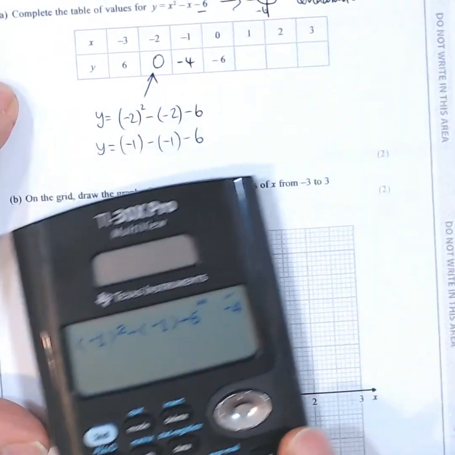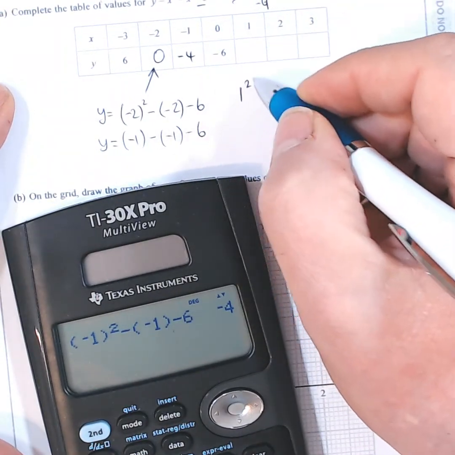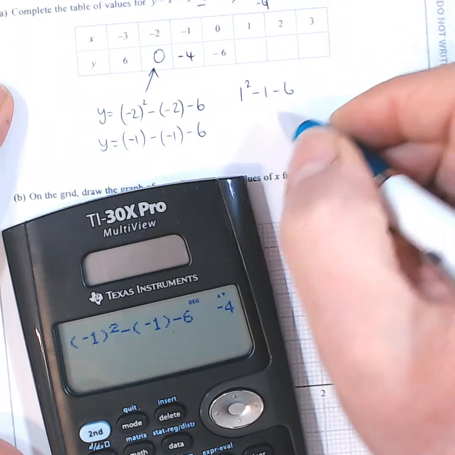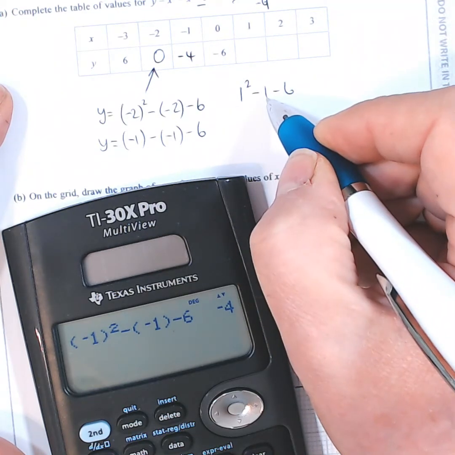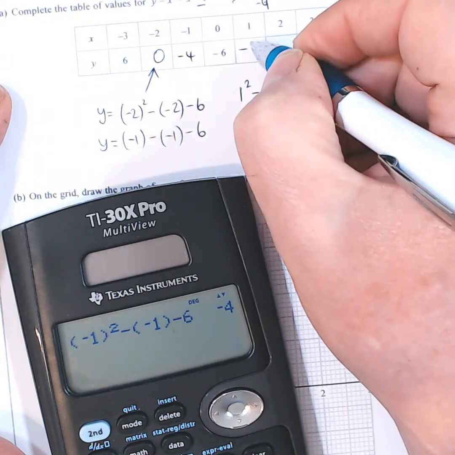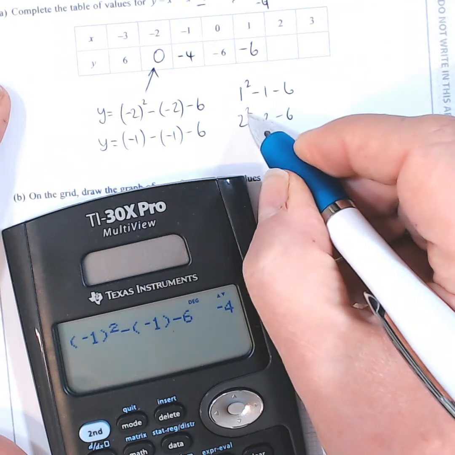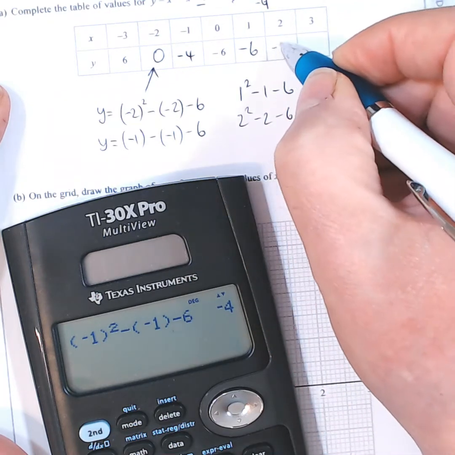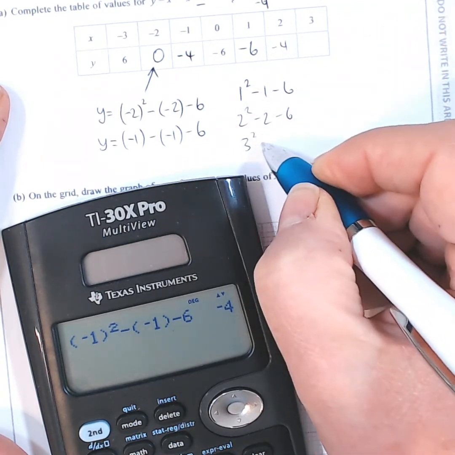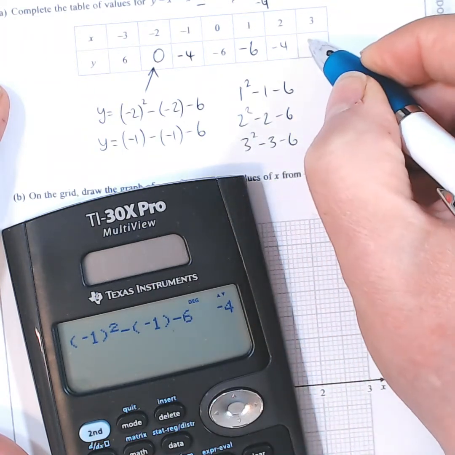Okay, and then the next one is going to be 1 squared. Now this is positive, so I can just do it. 1 squared, take away 1, take away 6. 1 take away 1 is 0, and take away 6 is -6. 2 squared, take away 2, take away 6, so that's 4, take away 2, take away 6, which is -4. And then we've got 3 squared, take away 3, take away 6, well 9 take away 3 take away 6, that's 0.